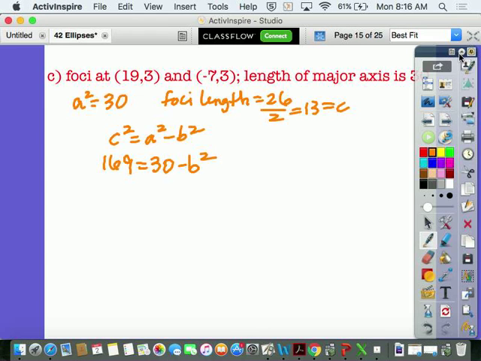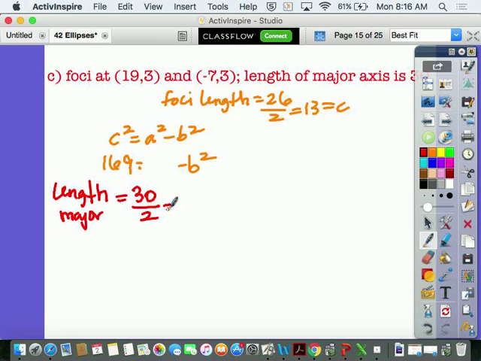Sorry guys, I had a brain fart here. Okay, I knew something wasn't working out right. It was right here with my a squared. Okay? So let's fix this right now. So if the length of your major axis is 30, then I forgot that you have to divide by 2 to get the value of a, which is 15. When you square it, you get 225, which equals a squared. And that's what I should have plugged in here. Sorry, I hope that didn't throw anybody off.